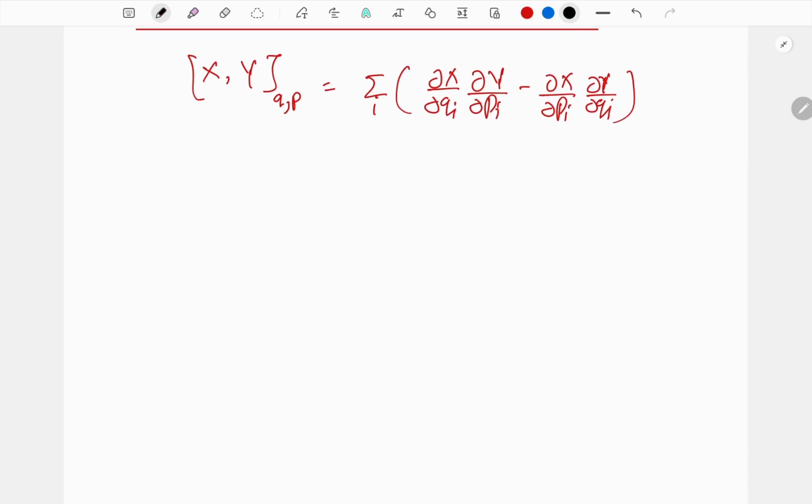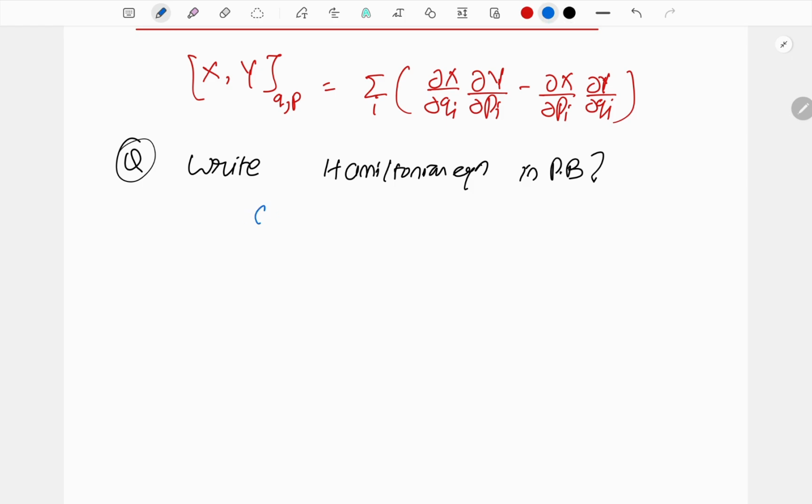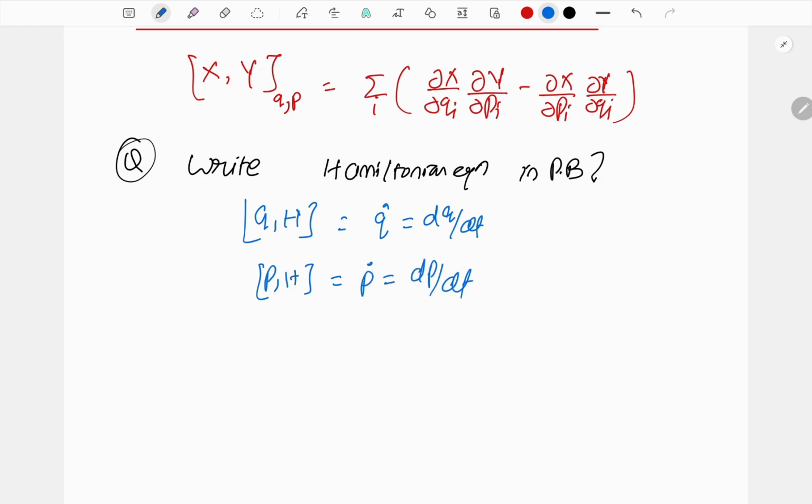Suppose you have a question in this way: write the Hamiltonian equation in Poisson bracket. So how do we write this? We write this in this form: the Poisson bracket of Q and H will be Q dot, dq by dt. Similarly, the Poisson bracket of P and H will be P dot, dp upon dt. Clear? Yes, it must be clear to you.